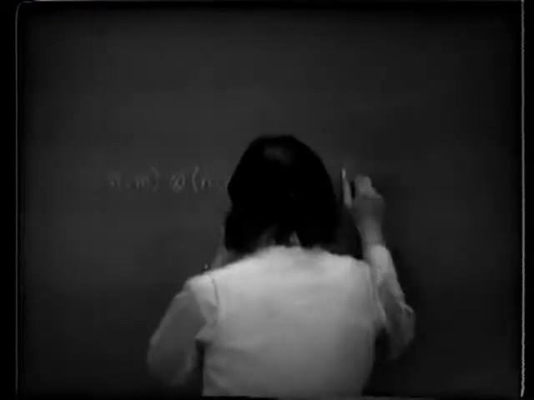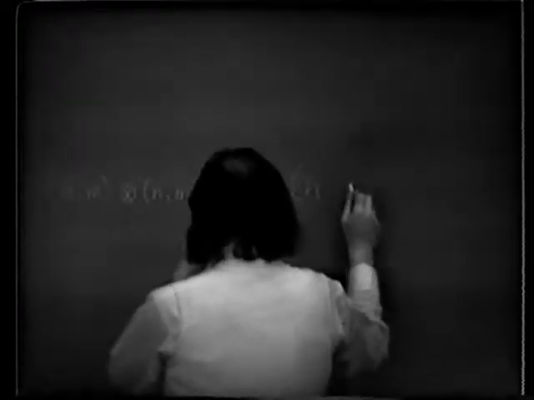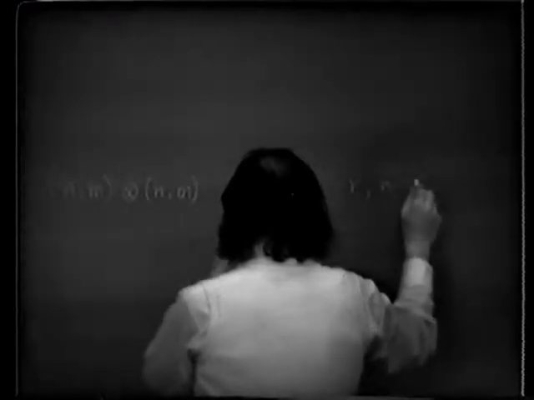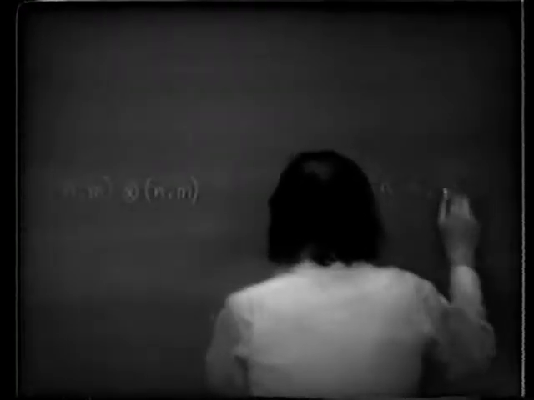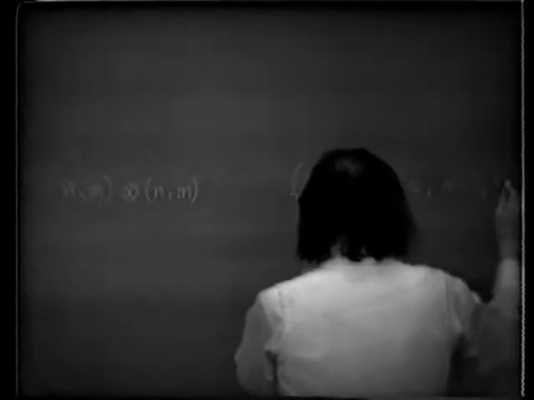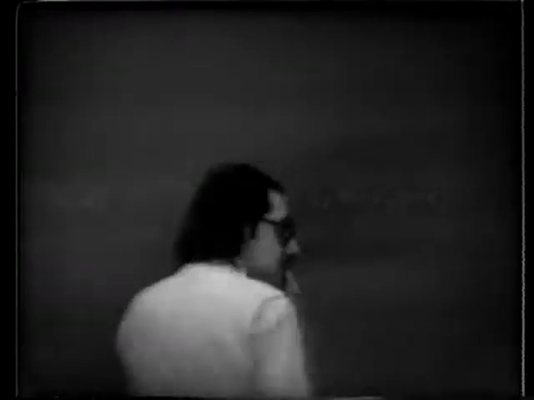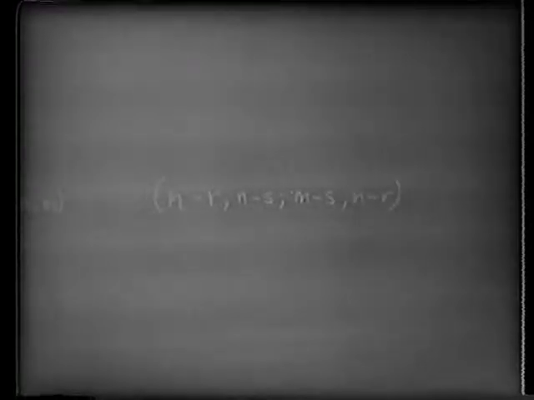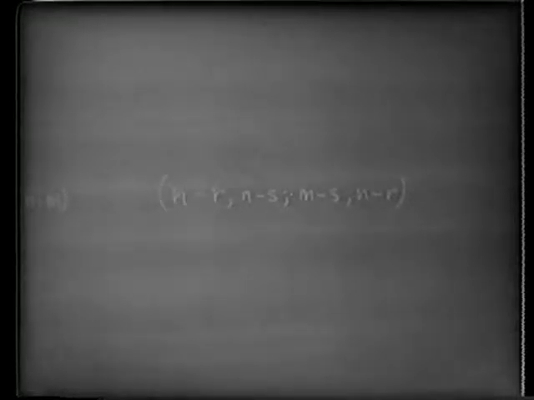Now, I get a sequence of terms. N minus R. M minus S, N minus R. Those come from summing pairs of indices. Obviously, the result of exchanging these two things is to exchange R and S.